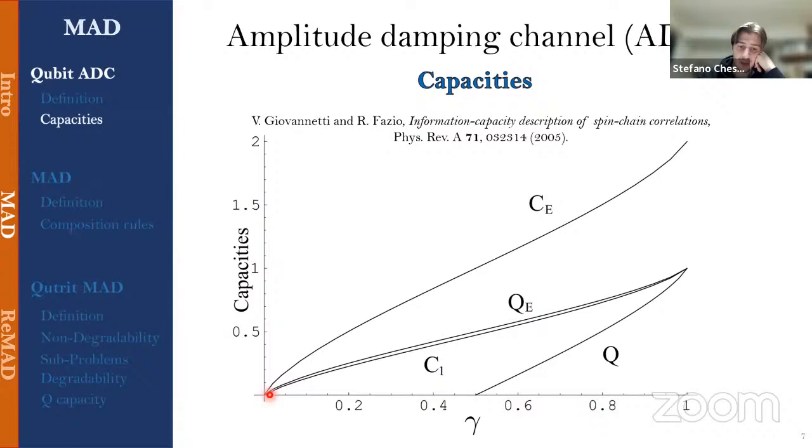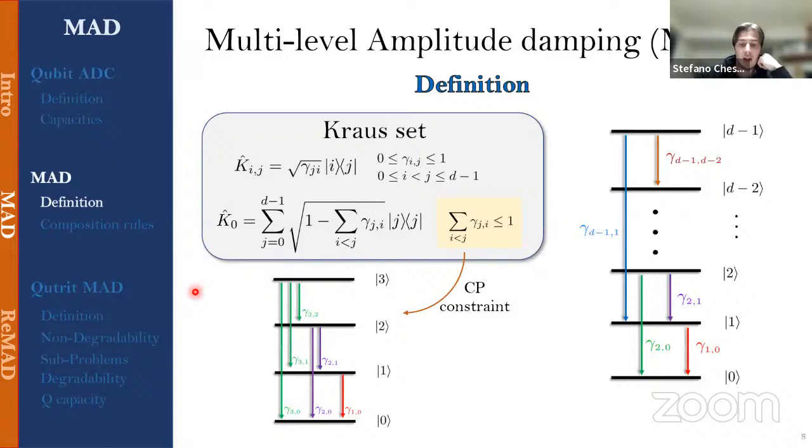As we saw before, the anti-degradable channels will have quantum capacity trivially zero, and the degradable side of this channel will have a single-letter formula for the quantum capacity, so we will be able to compute it exactly. So for the qubit amplitude damping channels, the quantum capacity is known exactly over the entire range of the damping parameter. As we said, what we did is to generalize this picture from the qubit to the multi-level scenario, so to qudit systems.